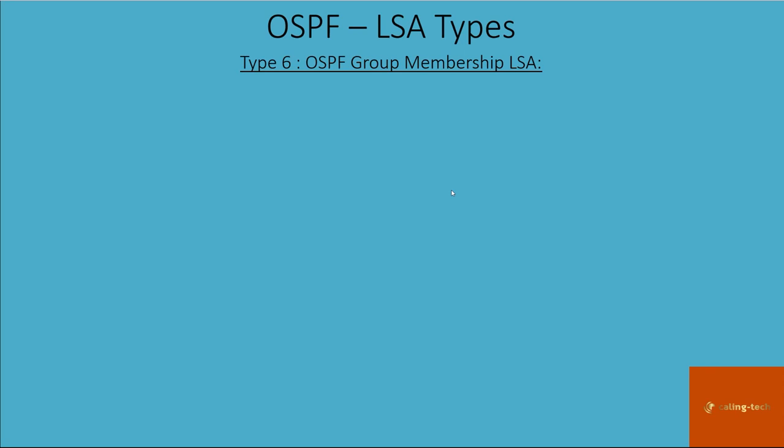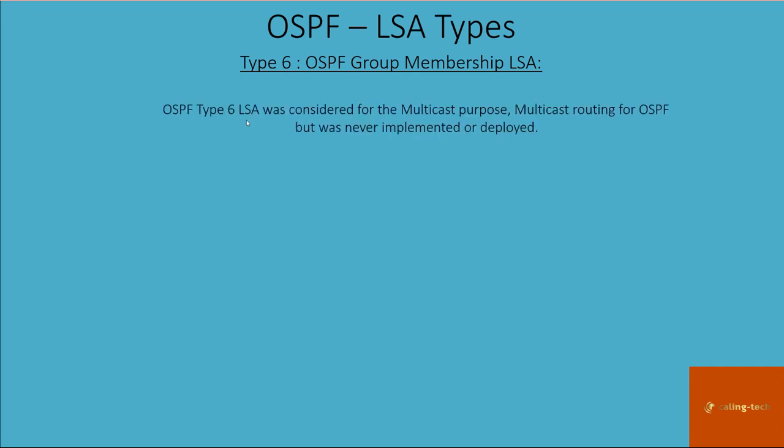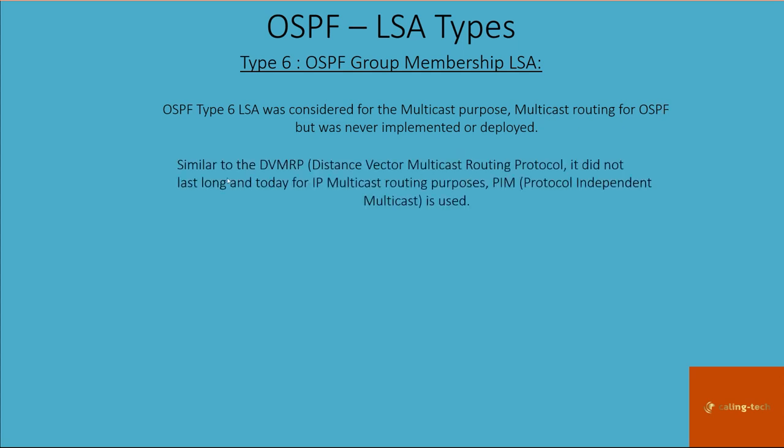So let's have a very, very quick overview of OSPF Type 6 LSA. And the reason I say very quick is because you'll soon understand the lack of an OSPF Type 6 LSA. So OSPF Type 6 LSA was originally considered for multicast routing for OSPF, but it was never actually implemented or deployed. So similar to distance vector multicast routing protocol, it did not last long.